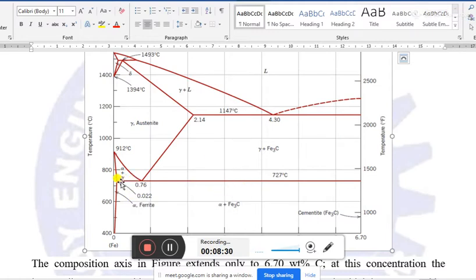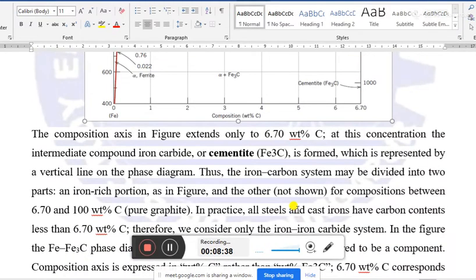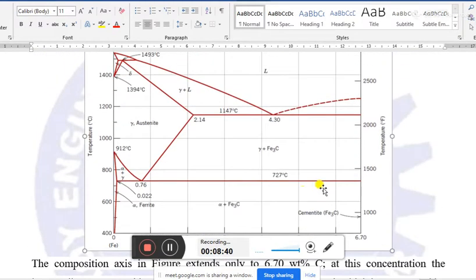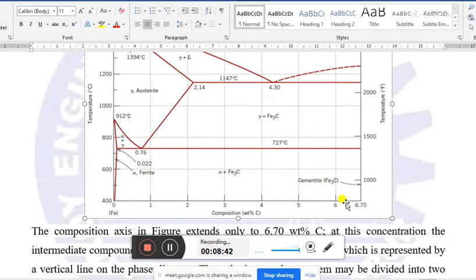And that is maximum at a temperature of 727 degrees Celsius. Now, there is one thing you may ask, that this phase diagram is up to 6.70 weight percentage of carbon.